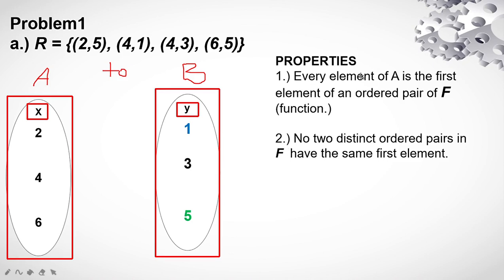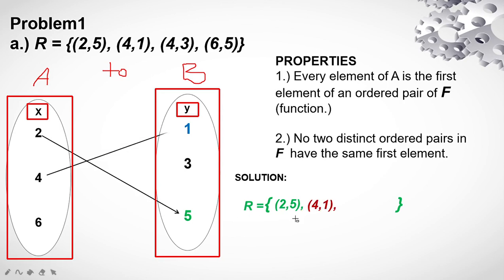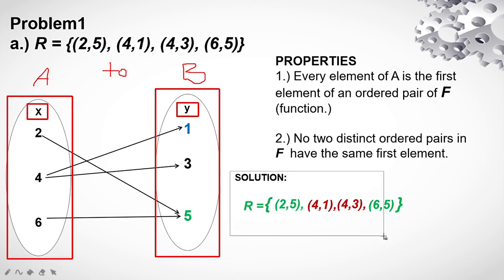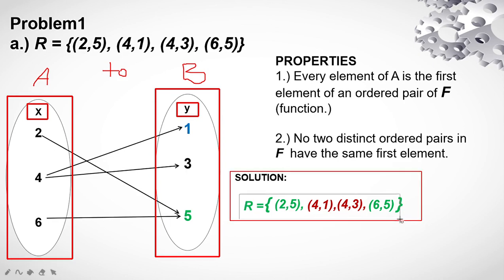We have properties. We don't leave these properties aside so that it is easier to understand. For every ordered pair, always base your answer on property 1 and property 2. So first, we have R. The first ordered pair is (2, 5). Then (4, 1), (4, 3), and (6, 5). So, is this a function? The question is, in our solution, are these ordered pairs a function? That is what we will answer.